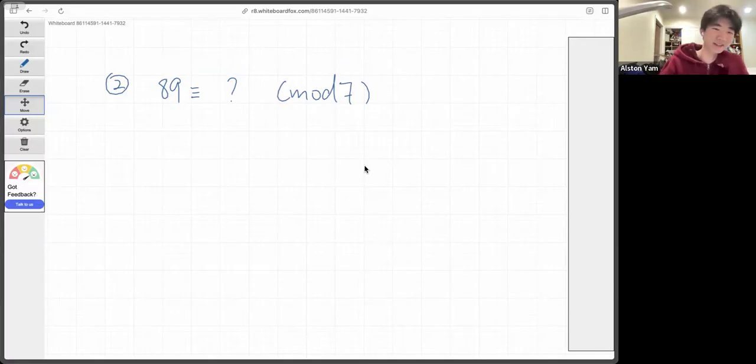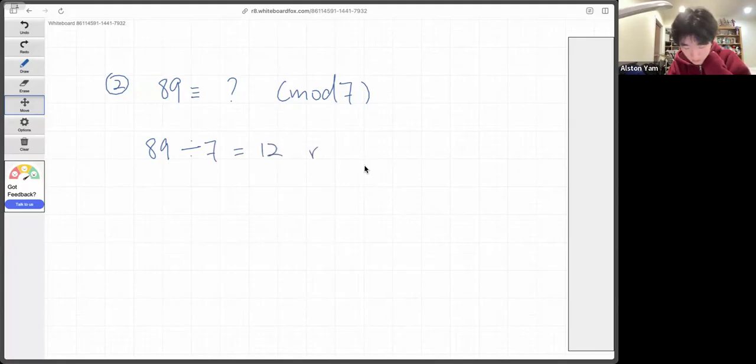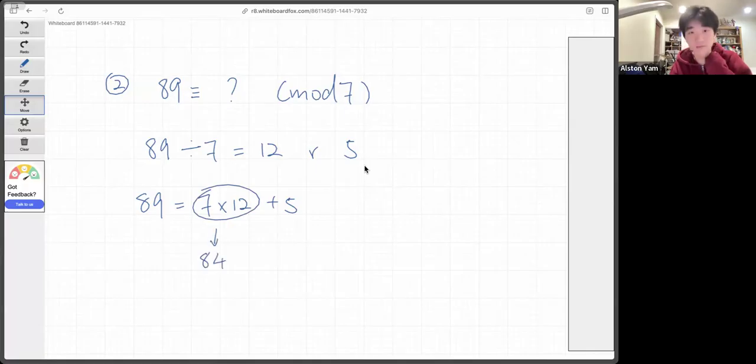I don't think I intended this when I made the question, but when we divide 81 by 7, the quotient we get is actually also 12. So when we divide it by 7, we will have 12, and then the remainder will be 5, right? Because we can write it as 7 times 12 plus 5. And 7 times 12, we can check, is 84, and plus 5, that'll be 89. So that is all good.